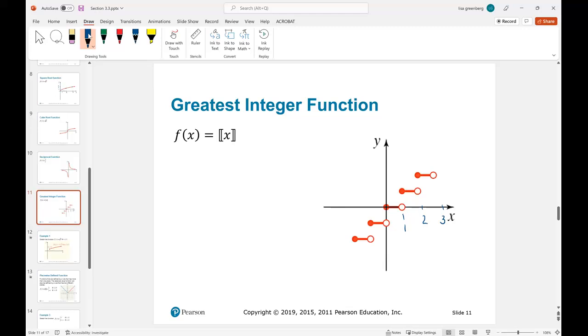Now if x equals 1.5, or anything between 1 and 2, the greatest integer of x is 1, right? Because we haven't made it to 2 yet. So that's why we have these constant lines. But when we get to the next value of 2, it jumps. This is 1, this is 2. Okay, so that's basically how the greatest integer function works.